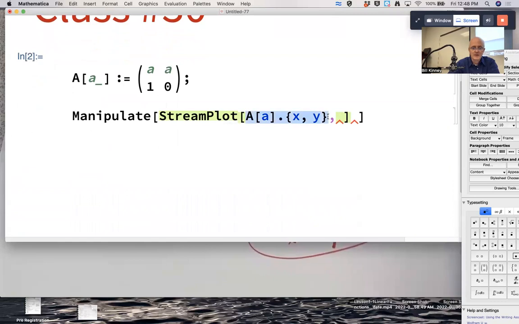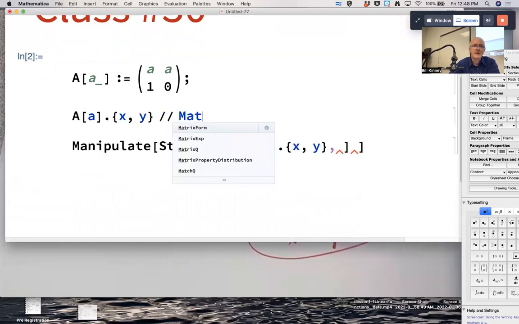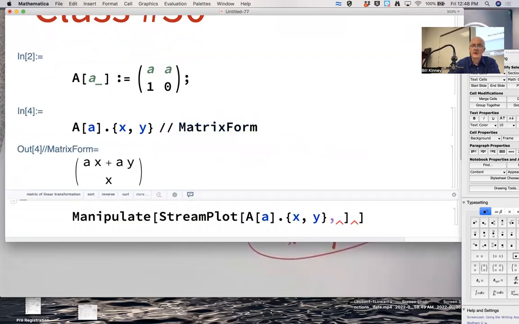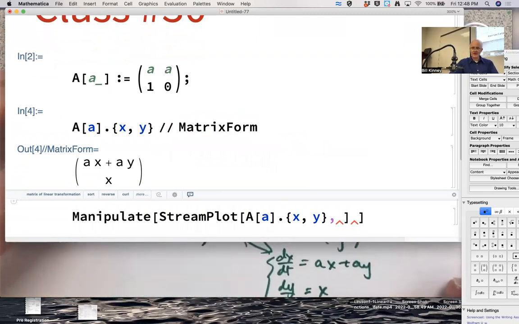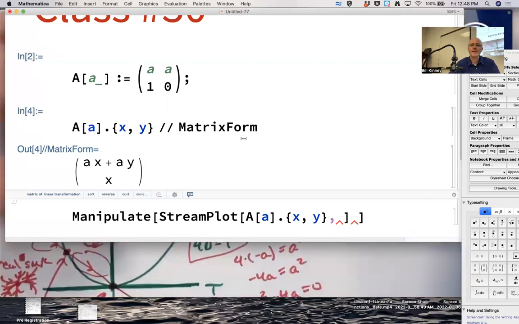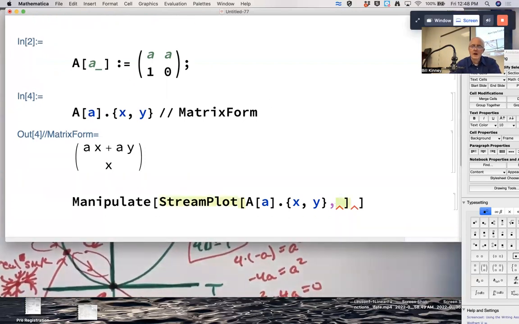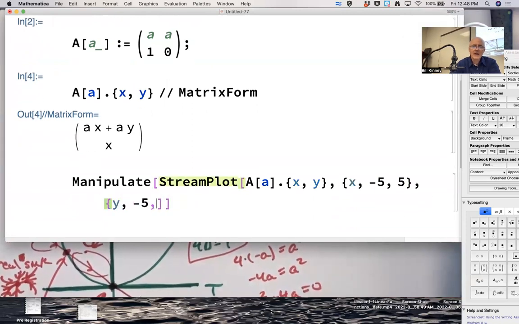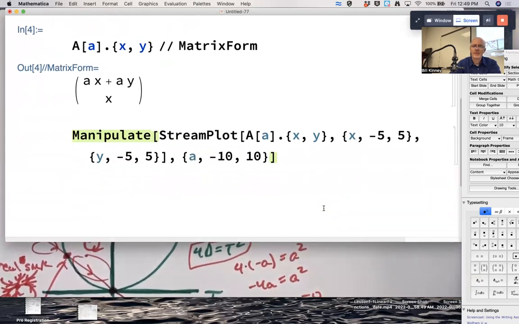I could even copy and paste that up here and see what it looks like. There it is, a x plus a y in the first component and x in the second component, just like I have here, the right-hand sides. Let's let x go from negative 5 to 5, same for y. After that square bracket, put a comma, and then in curly braces, put a comma negative 10 to 10, say. Enter that.